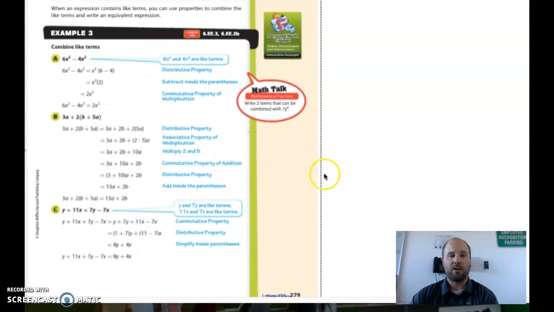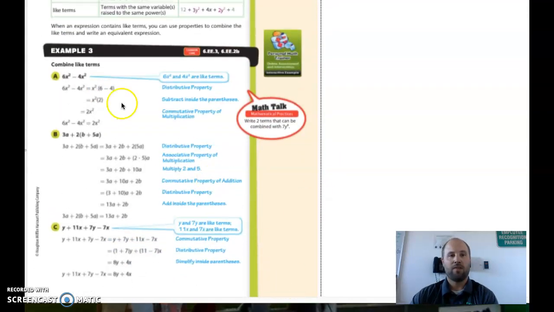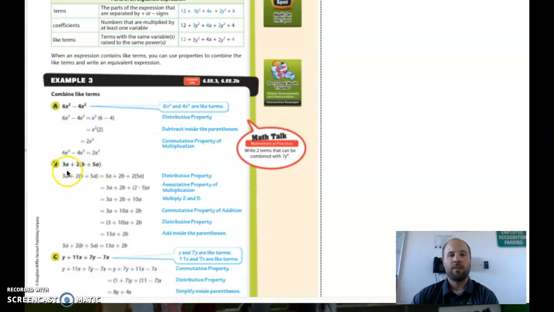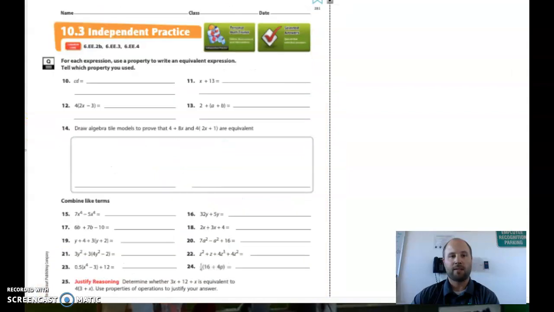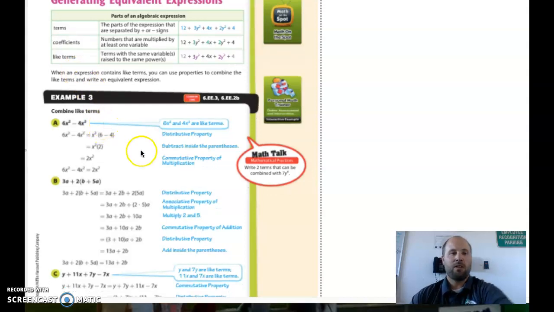Okay, so we're going to start on page 279. I'll give you a minute to get there. We're going to focus on A and C. We're going to avoid B because we're not going to get into the distributive property yet. So we're going to focus on combining like terms for A and C. Then we'll do part of the guided practice, part of the independent practice. If you've got time, then we're going to get you on some Prodigy and practice some of those skills there. So we're going to look at A here, and this is just combining like terms.